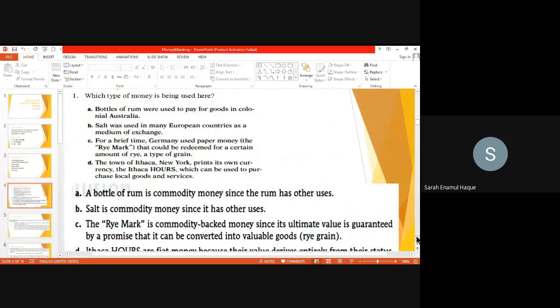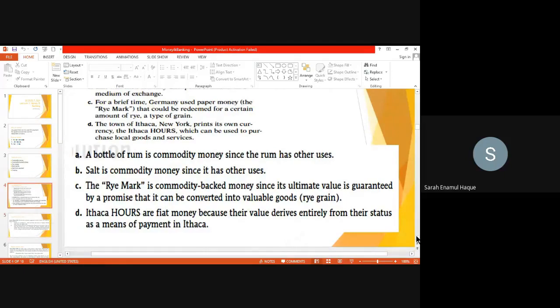The town of Ithaca, New York, prints its own currency, the Ithaca hours, which can be used to purchase local goods and services. So what type of money is this? It is fiat money here. Why is it not commodity money? Because commodity money is commodity backed money. That means there is some commodity supporting the value of the item. This note, Ithaca hours, has no commodity like gold or any other item supporting it.